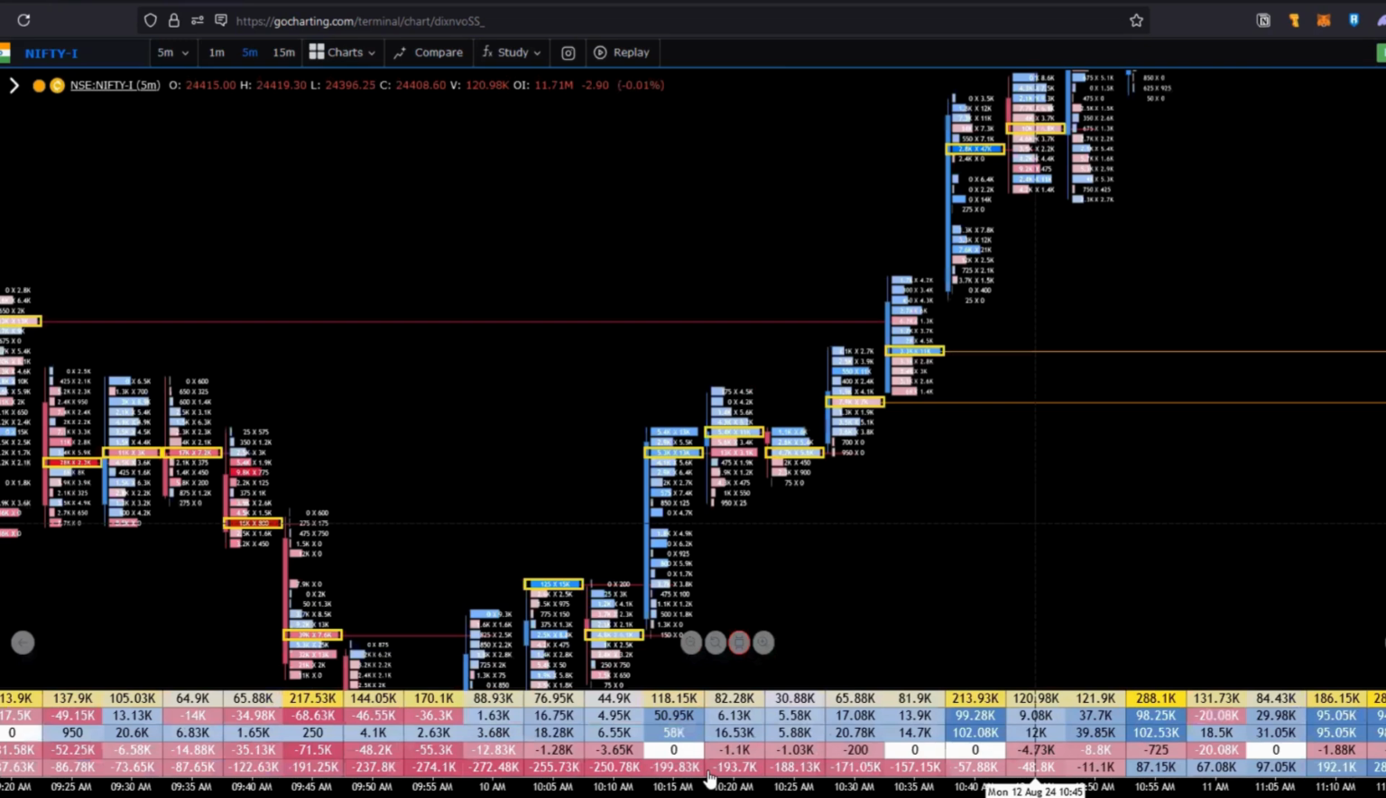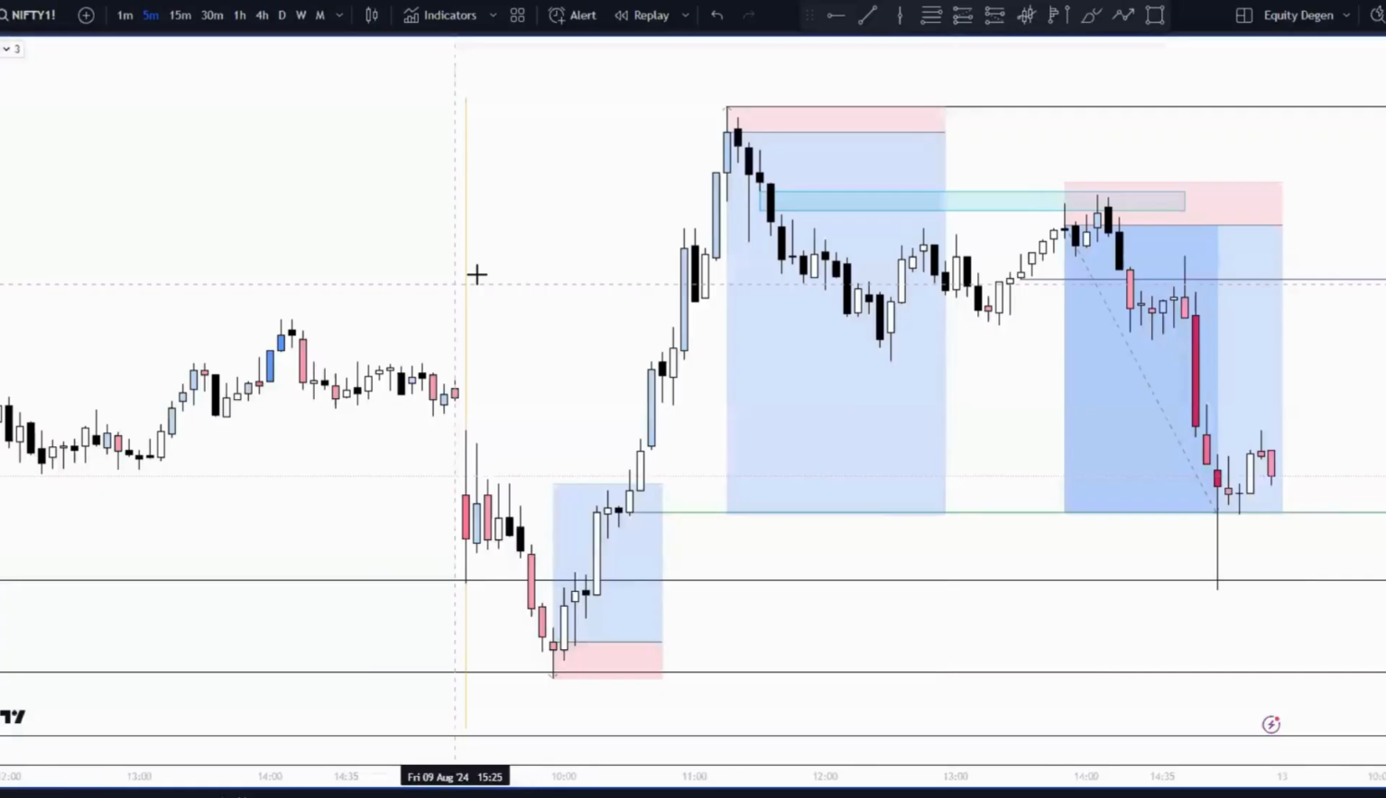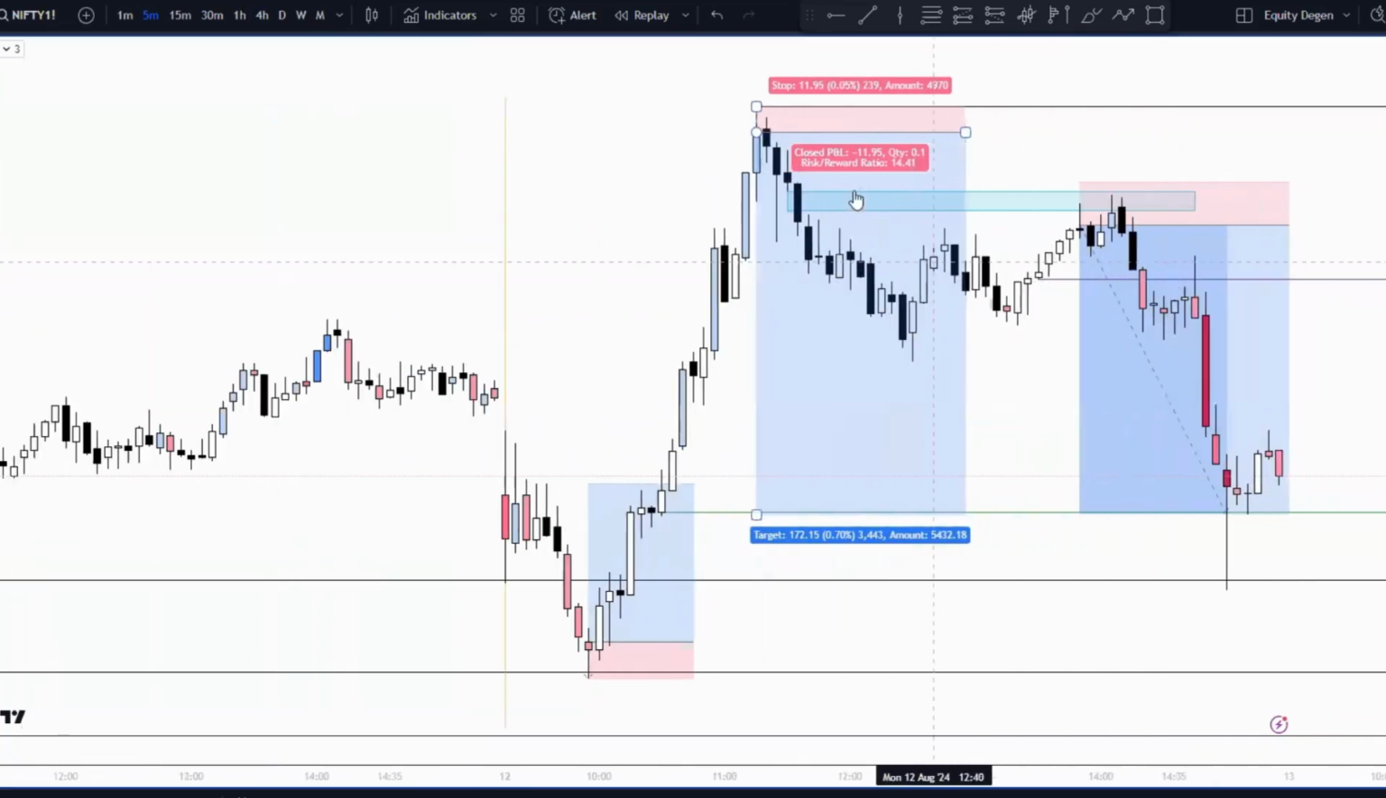And the second entry was around after we breached the previous day high. So same logic. Then the third trade was the first fair value gap we created after this breach. So let's get into the charts.